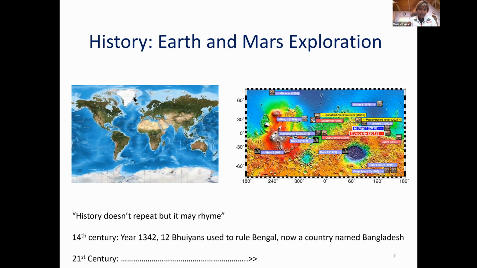We can learn a lot from our history. Sorry, this is kind of boring. So, history of Earth and Mars. This is Earth. I was born here in the Delta, and I was reading this book, A Brief History of Bangladesh. My last name goes back to the 14th century. 12 Bhuiyan used to rule Bengal. And now what happened? We somehow forgot how to explore all these things, or maybe we still remember. So this is the history. Here you can see Earth, and we have a lot of history on Mars too.